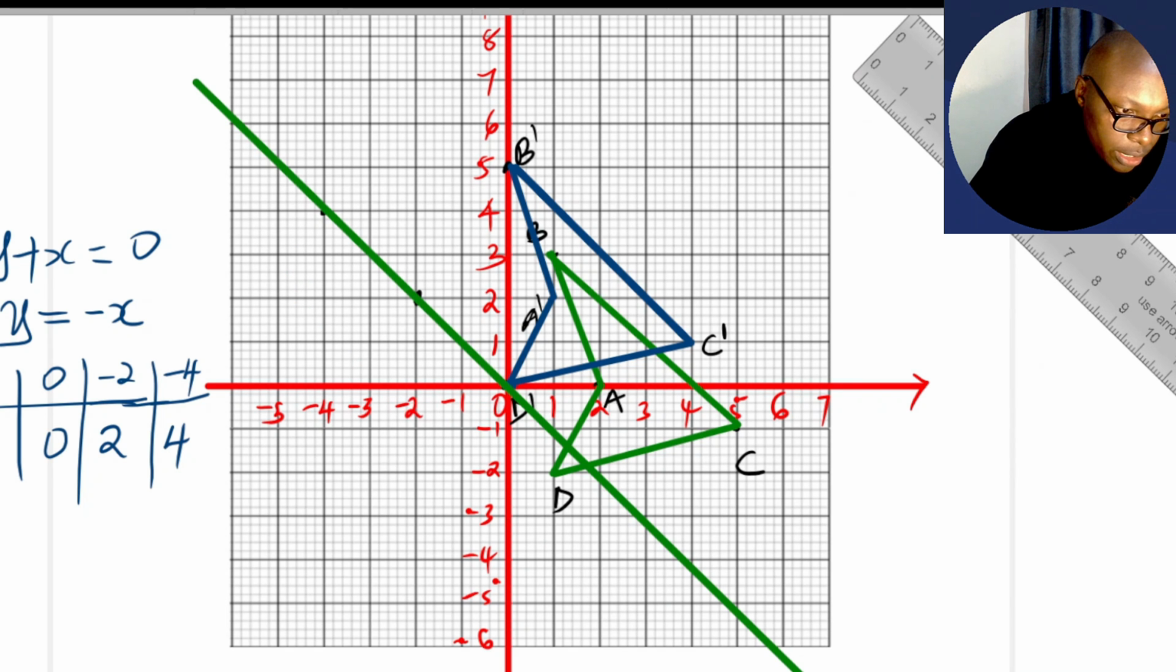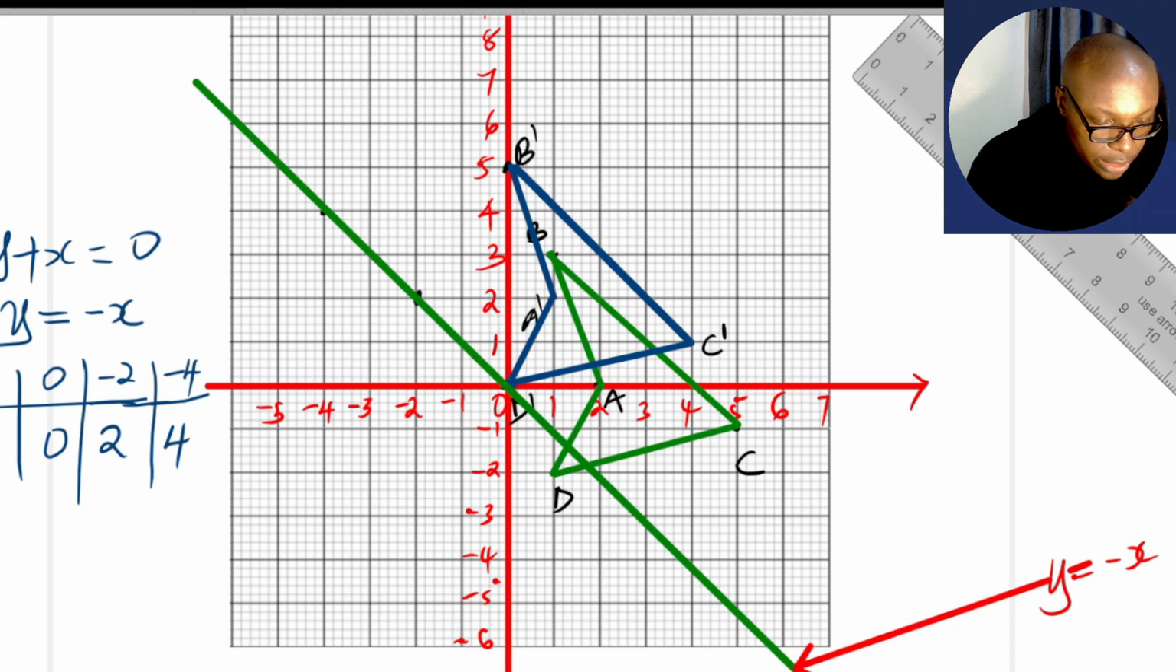So this is the line y = -x. Now we're using that line as the line of reflection. And remember a very important property of reflection: in a reflection, the object and the image points are on opposite sides of the line of reflection, and they are equidistant from the line of reflection. So in this case, we start with the point A prime or A1.